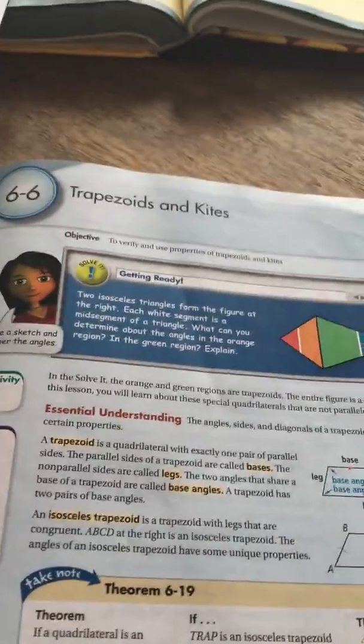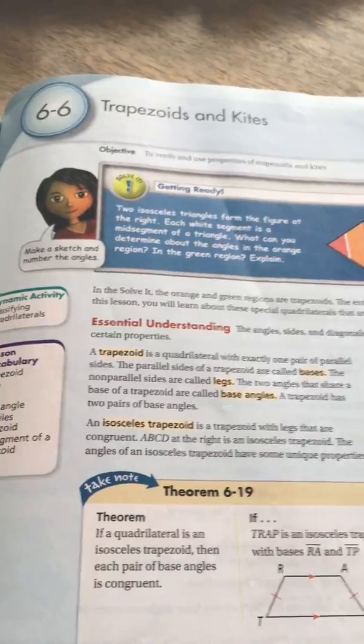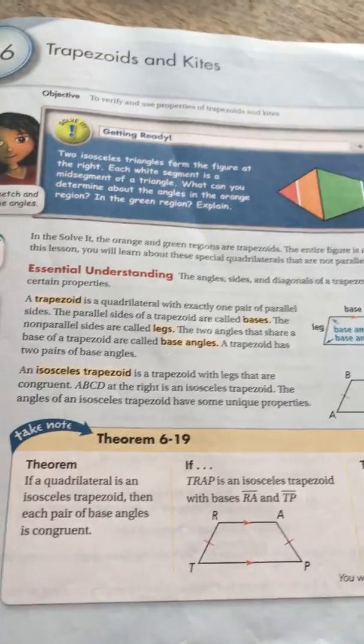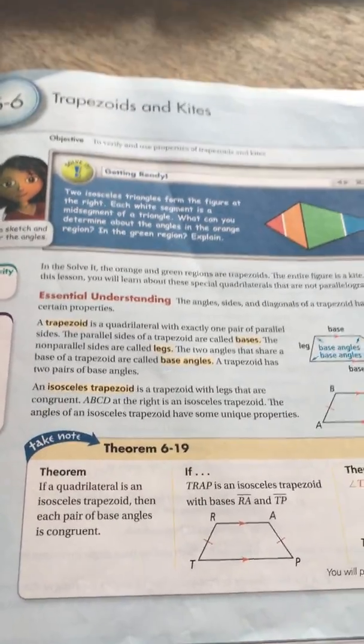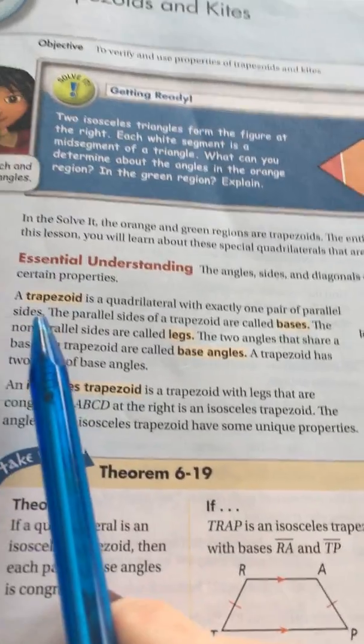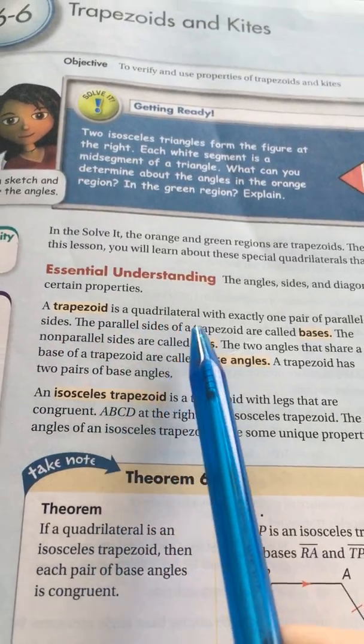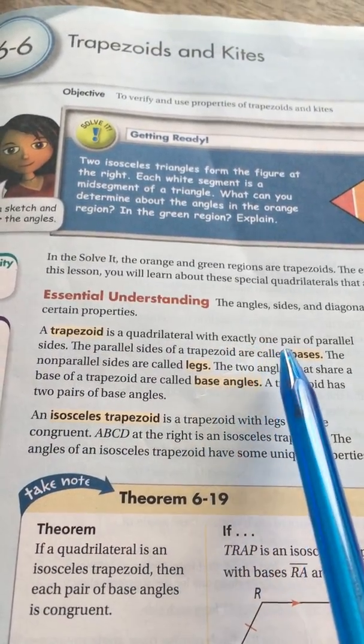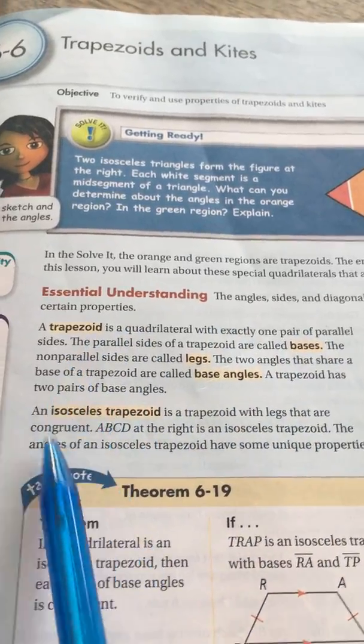This is the video over section 6.6 about trapezoids and kites. I'm starting on page 389, and let's read the definition for a trapezoid. A trapezoid is a quadrilateral with exactly one pair of parallel sides.